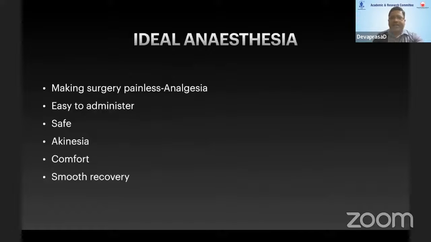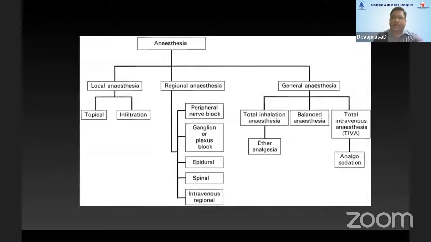So what is an ideal anesthesia? An ideal anesthesia should make the surgery painless, and it should be easy to administer and safe. Akinesia should be there, it should be comforting to the patient, and the recovery should be smooth. Broadly, anesthesia can be classified into local, regional, and general. We are interested only in local anesthesia, where we do topical and infiltration anesthesia.